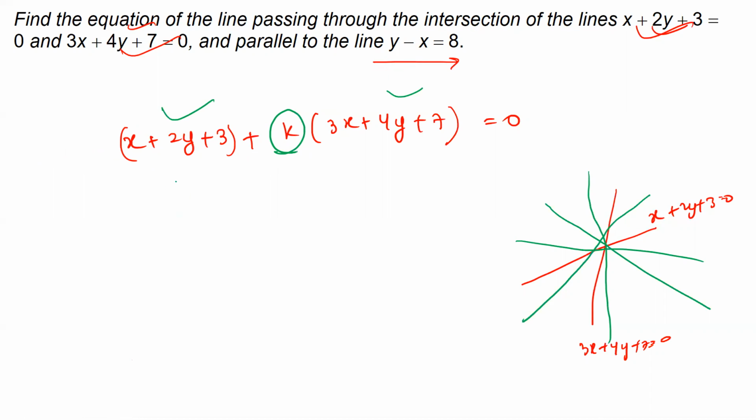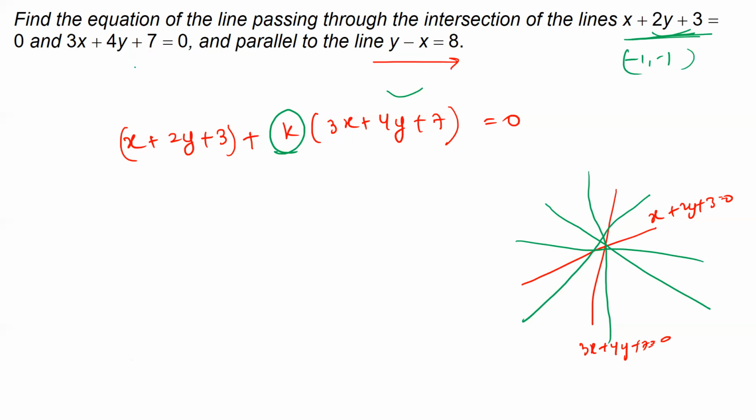The reason is that if we have some point on this line, that means it will satisfy the equation of this line, right? So let's take one point, for example (-1, -1). (-1, -1) lies on this line because -1 - 2 + 3 gives us 0. And there are many points which lie on this line.